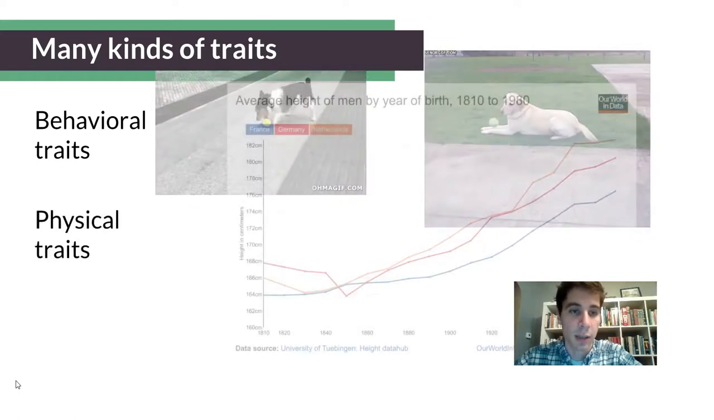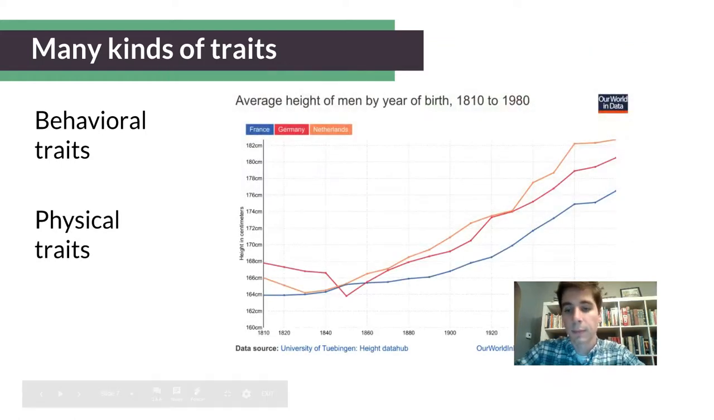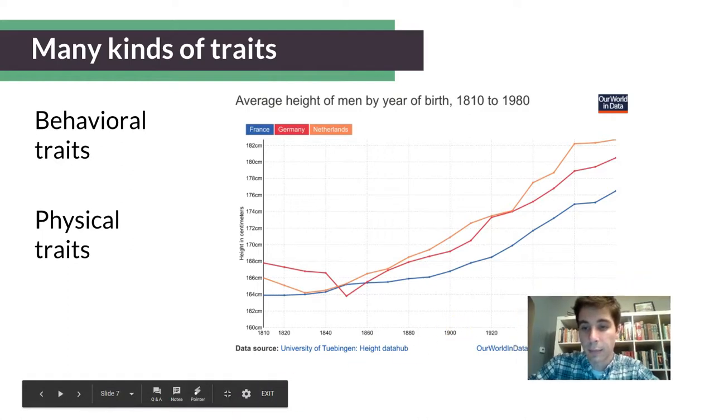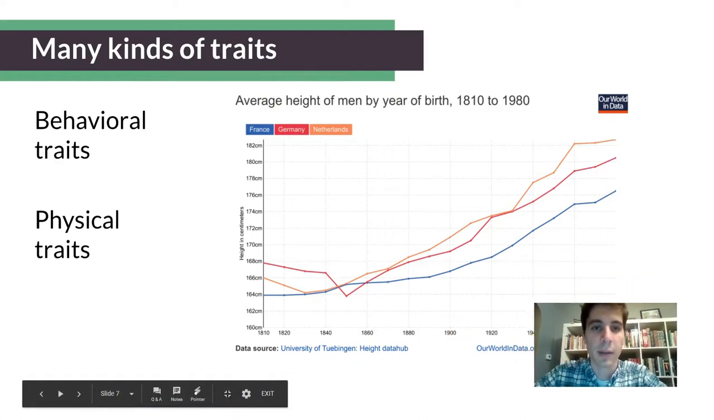Okay, we can look at a different one, physical traits. Now we're looking at not hair color or hair type or anything, but this is height.